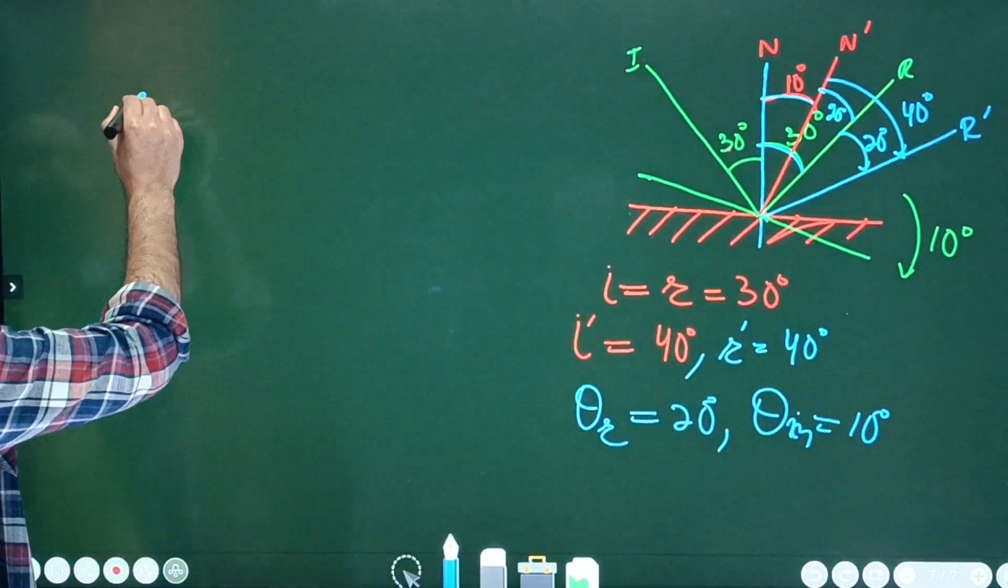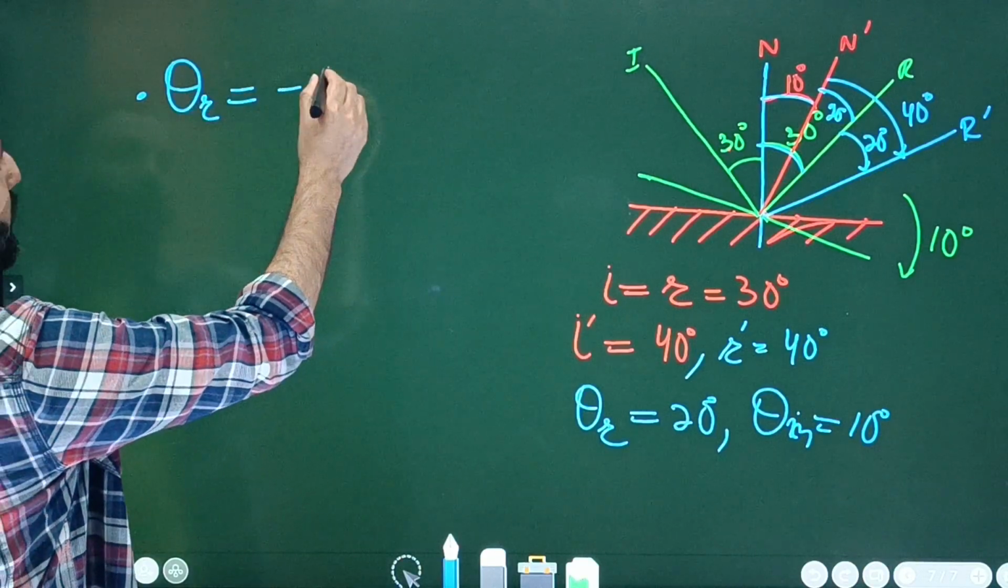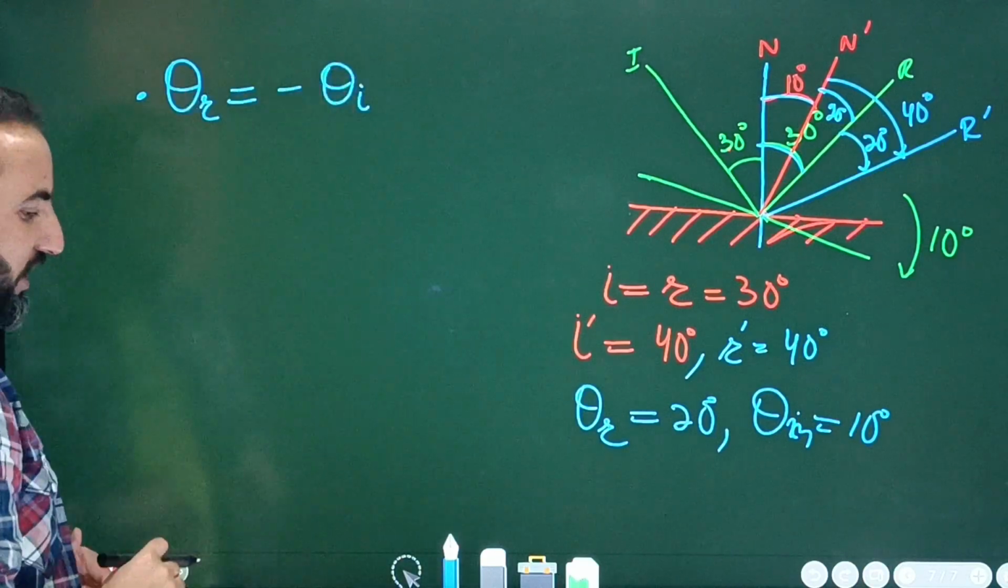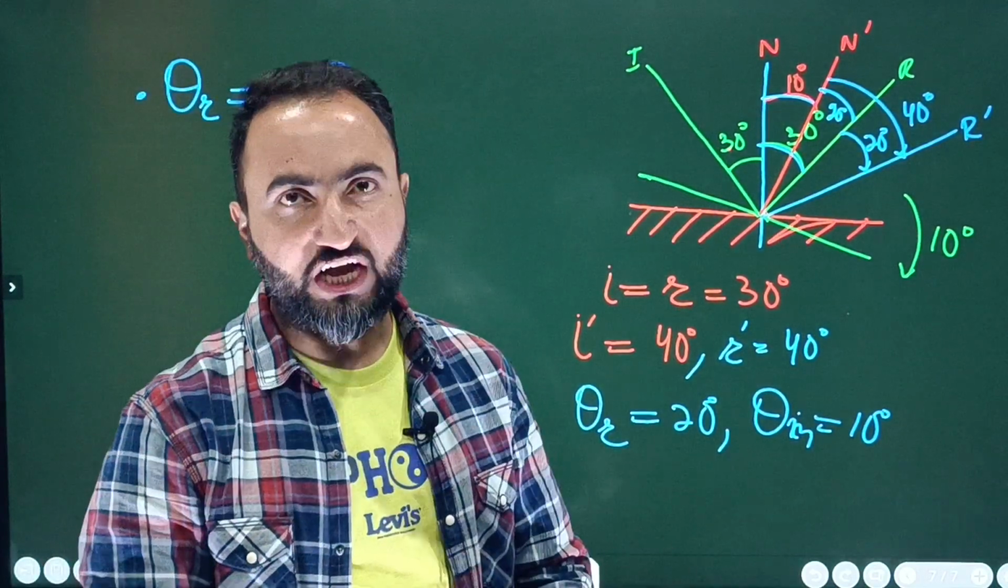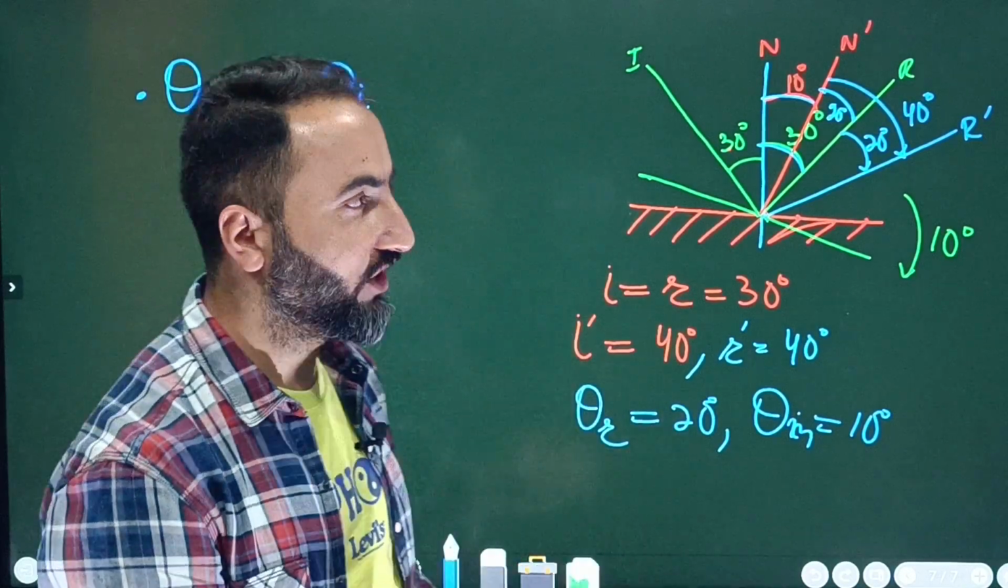Point number first, the reflected ray gets rotated by an angle of minus theta I. When the incident ray is rotated by an angle of 10 degree, the reflected ray is also rotated by an angle of 10 degree in the opposite sense. That's what the negative sign implies.